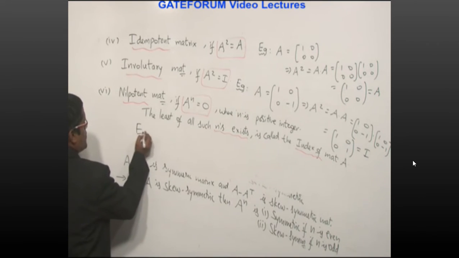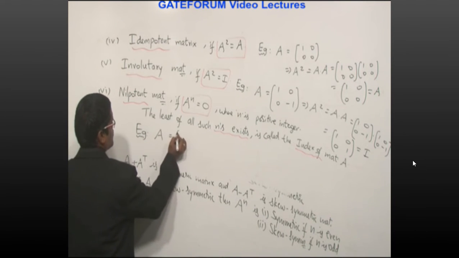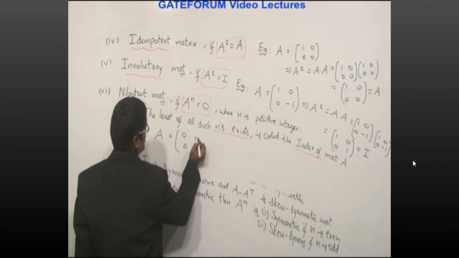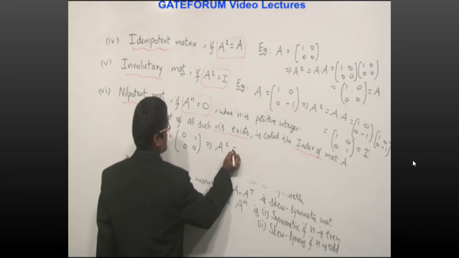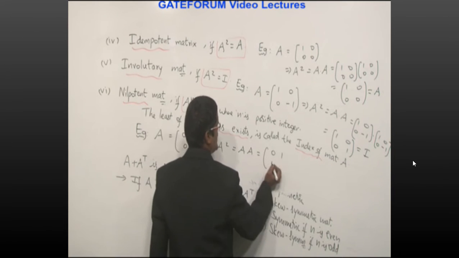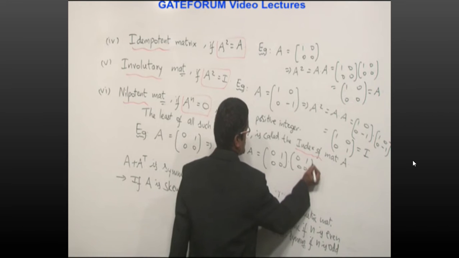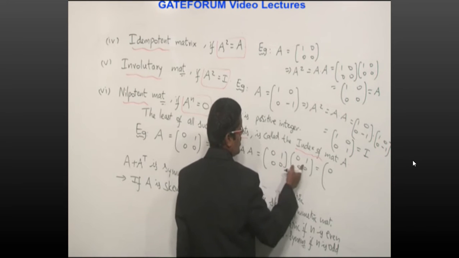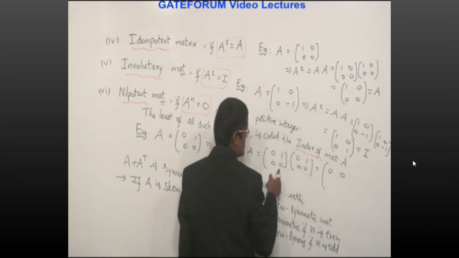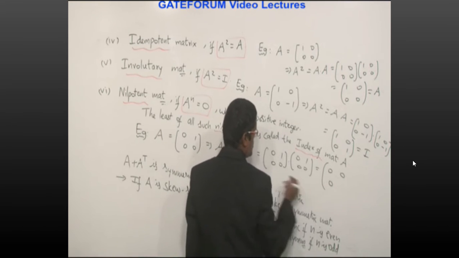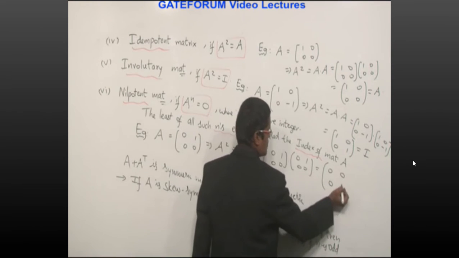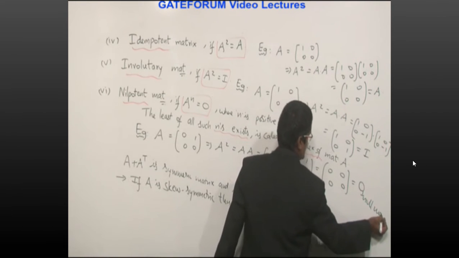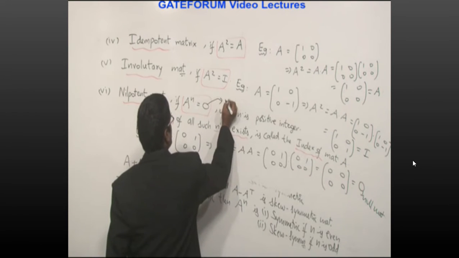Example. A is equal to 0, 1, 0, 0. What is A square? A into A. That is 0, 1, 0, 0 multiplied by again 0, 1, 0, 0. So, first row into first column, 0 into 0 plus 1 into 0, 0. First row into second column, 0 into 1 plus 1 into 0, 0. Second row into first column, 0 into 0 plus 0 into 0, 0. Second row into second column, 0 into 1 plus 0 into 0. So, this is null matrix. This O is the null matrix.